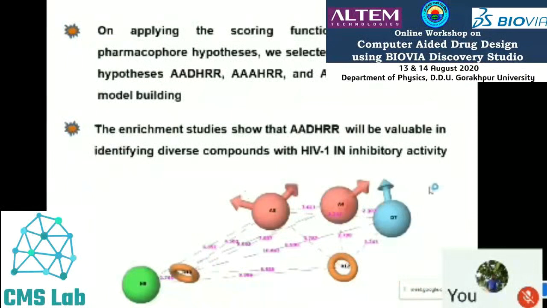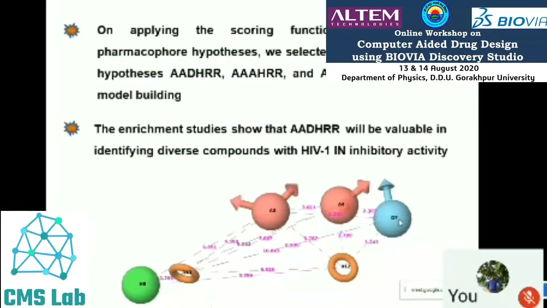So what we do initially is develop pharmacophores, in order to identify diverse compounds. This is one of the best pharmacophores: A means acceptor, D means donor, H means hydrophobic moiety, R means aromatic rings. This pharmacophore has 6 features: 2 acceptors, 1 donor, 2 aromatic rings, and 1 hydrophobic region.